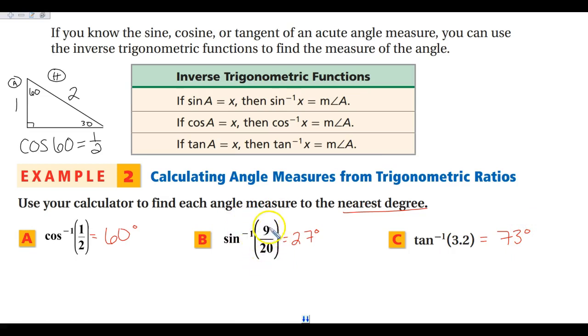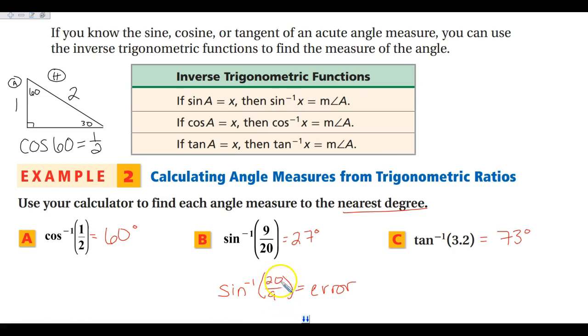One thing I want to point out is if you try to put this in your calculator upside down, if you do 20 over 9 and then do your second sine, it will give you an error. So sine inverse of 20 over 9 is going to equal an error. That is not a calculator problem. The calculator is telling you, hey, you did something wrong, because sine is opposite over hypotenuse. What you've said is that your opposite side is longer than your hypotenuse, which doesn't happen.